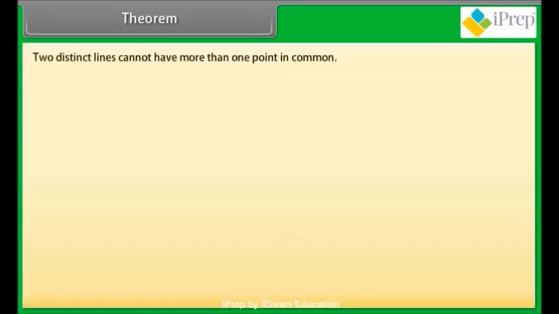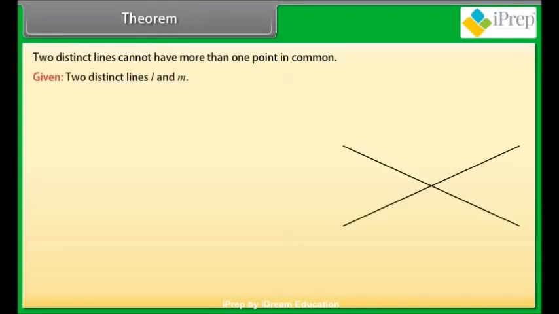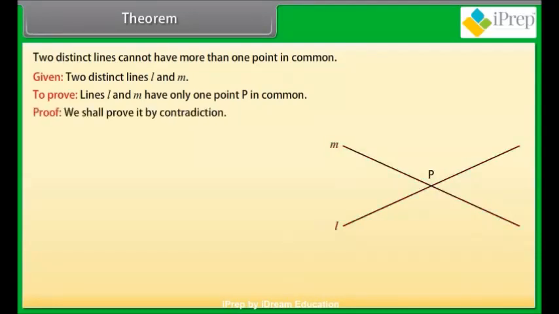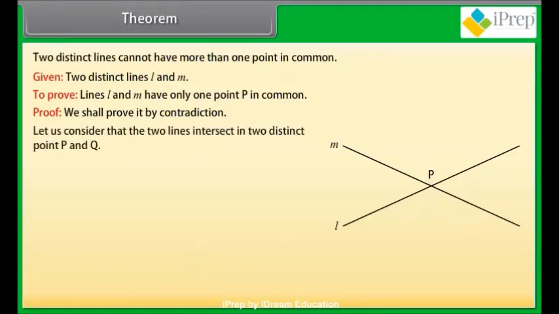Theorem. Two distinct lines cannot have more than one point in common. Given two distinct lines L and M, we have to prove that lines L and M have only one point P in common. Proof. We shall prove it by contradiction. Let us consider that the two lines intersect in two distinct points P and Q.